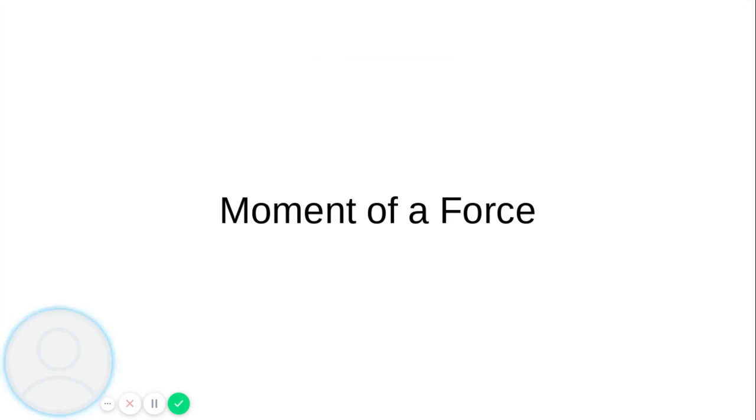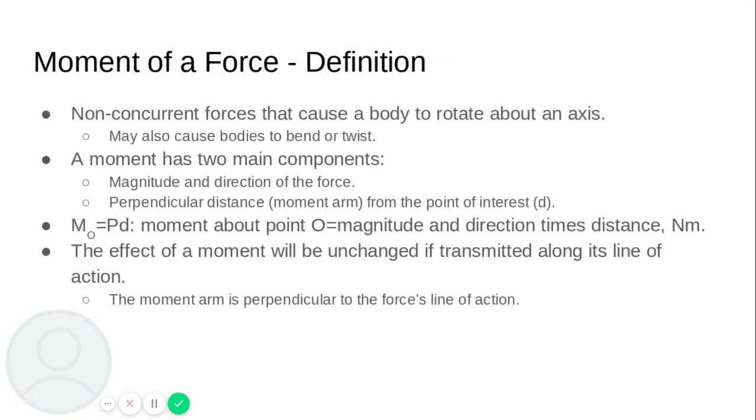So today we're going to talk about moment of a force. Just a quick definition: non-concurrent forces that cause a body to rotate about an axis is what a moment is. Non-concurrent, of course, meaning not on the same line of action. This may also cause bodies to bend and twist.